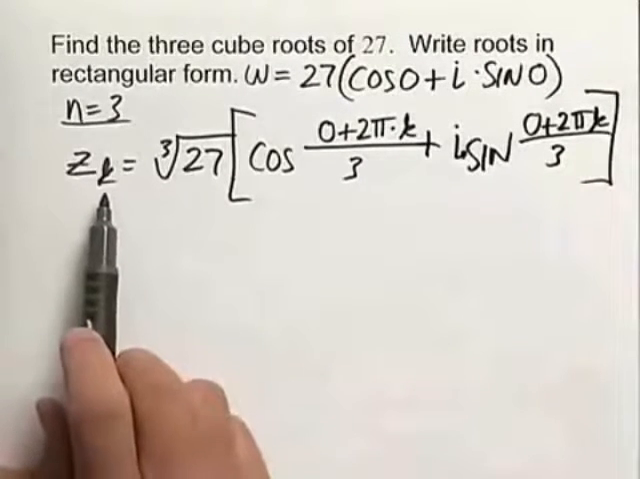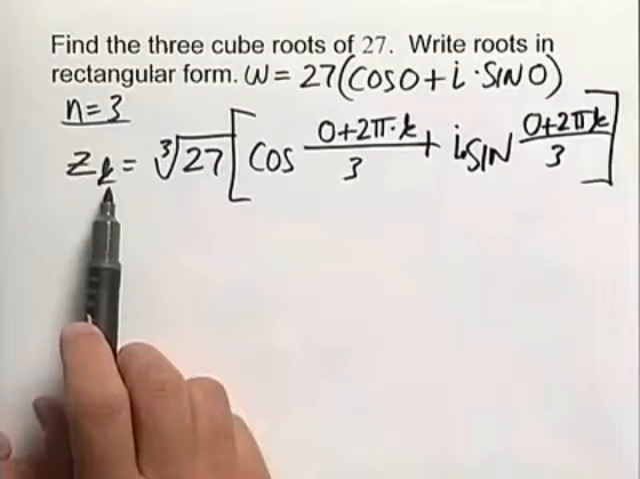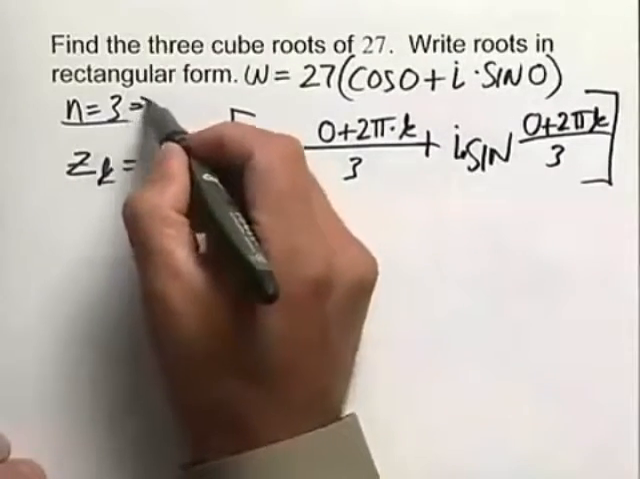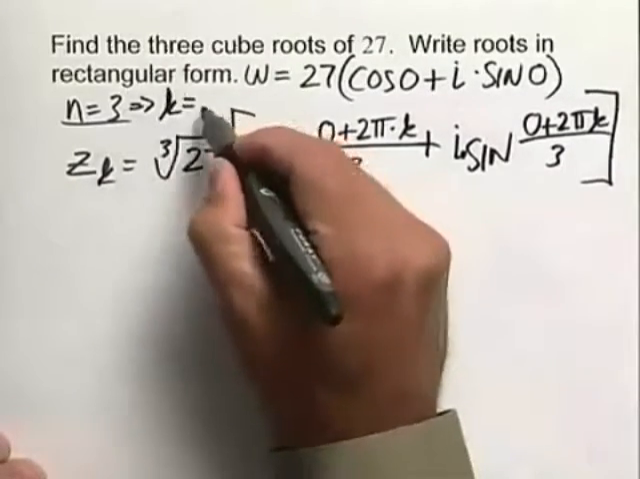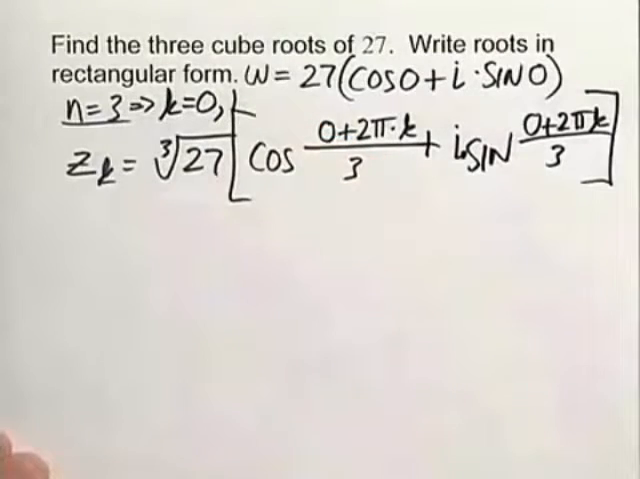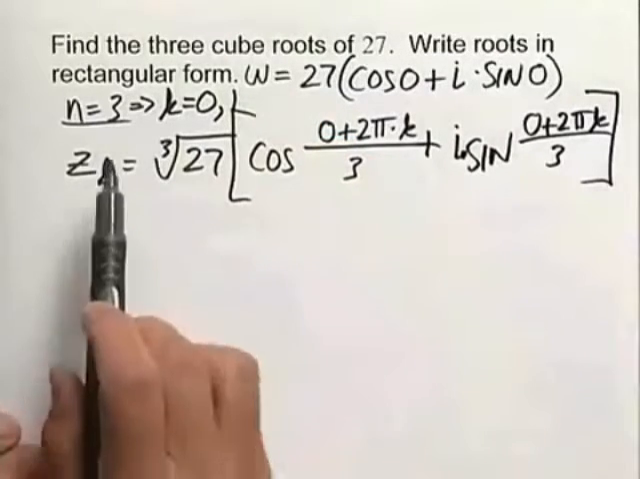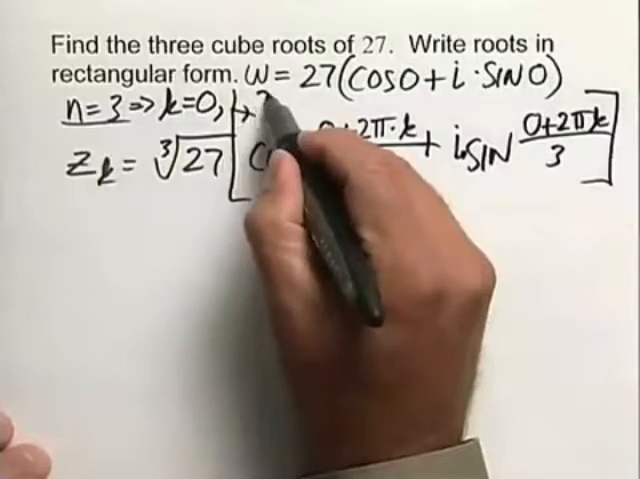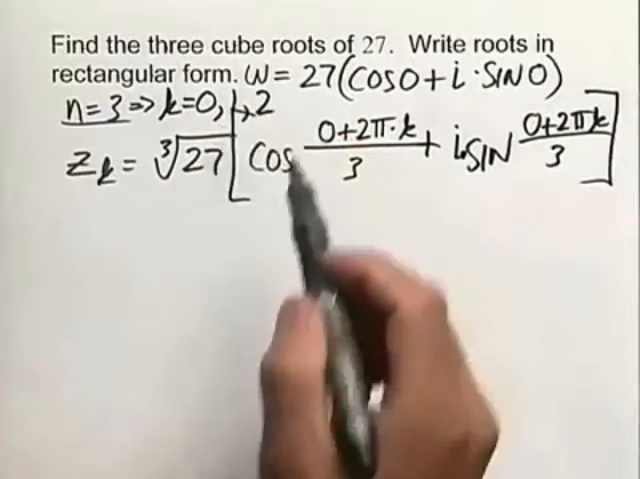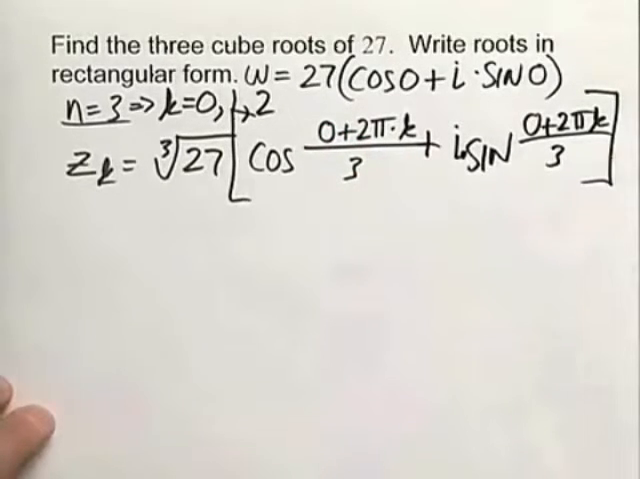Now, let's think about our k values. Remember, k starts at 0, and so let's sneak that in up here. We know k will be equal to 0, and then 1, but where do we stop? Remember that k stops at n minus 1, so we're going to be at 0, 1, 2. We have 3 values to plug in here.